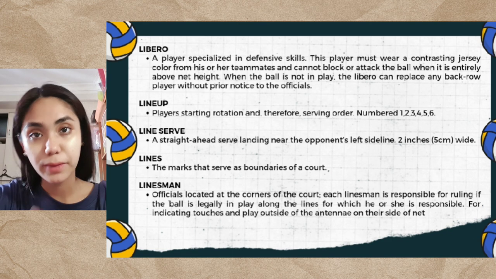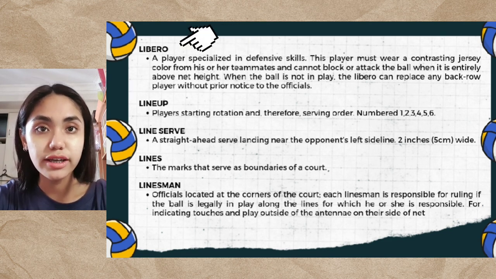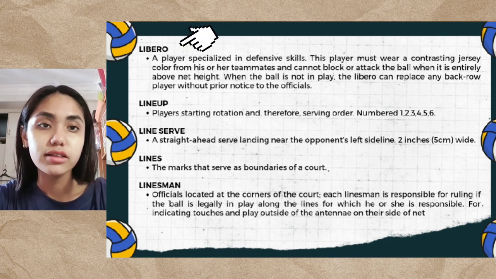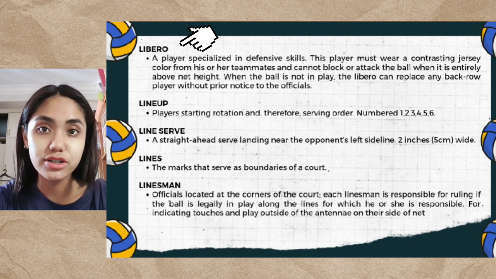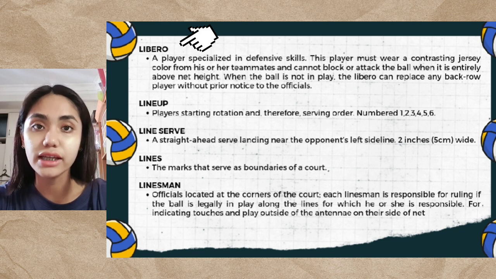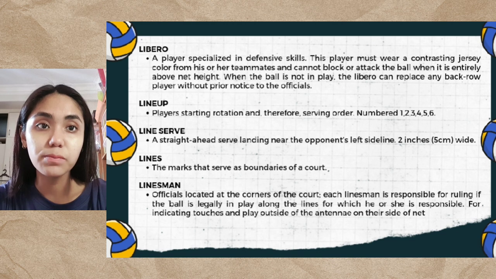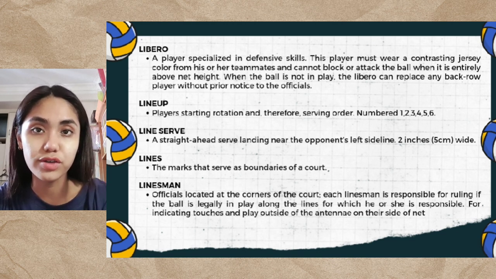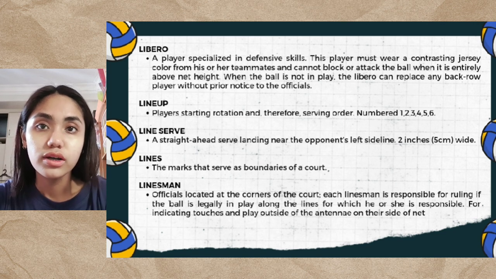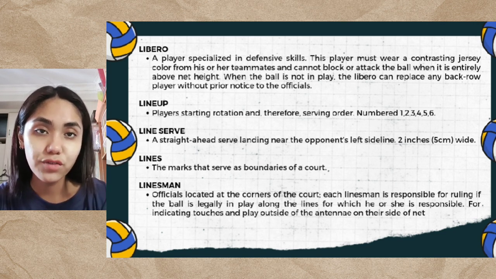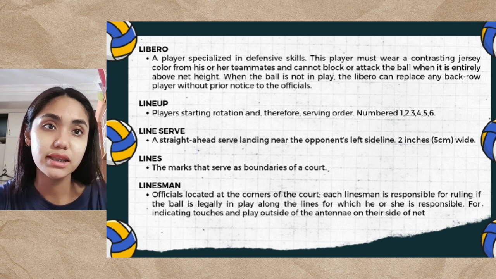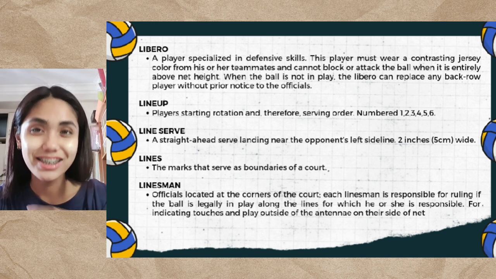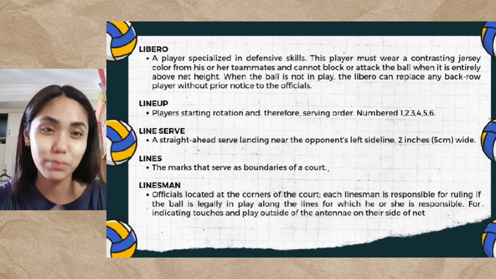Next, we have libero. It is a player specialized in defensive skills. This player must wear a contrasting jersey color from his or her teammates and cannot block or attack the ball when it is entirely above net height. When the ball is not in play, the libero can replace any back row player without prior notice to the officials. So, the player who wears a different color jersey and only plays in the back row, typically in the middle back, is called the libero.